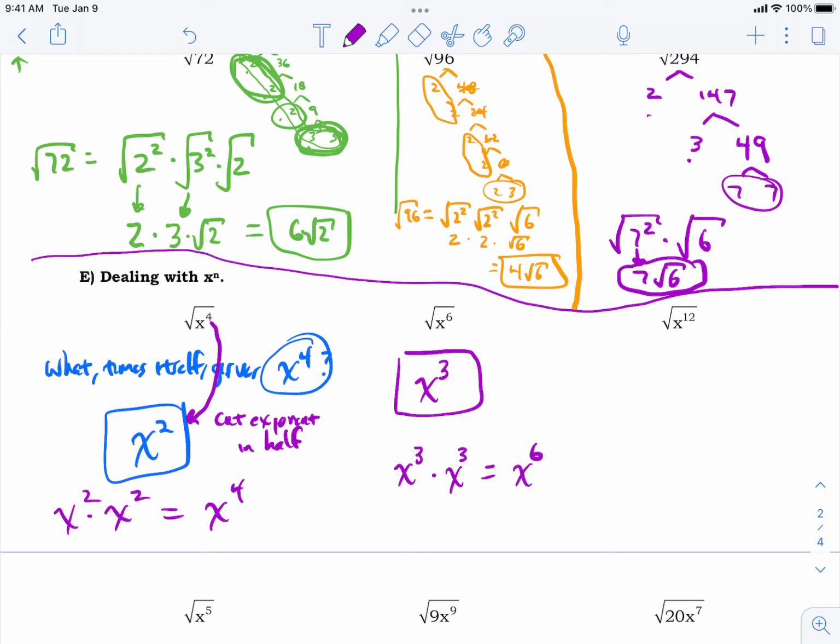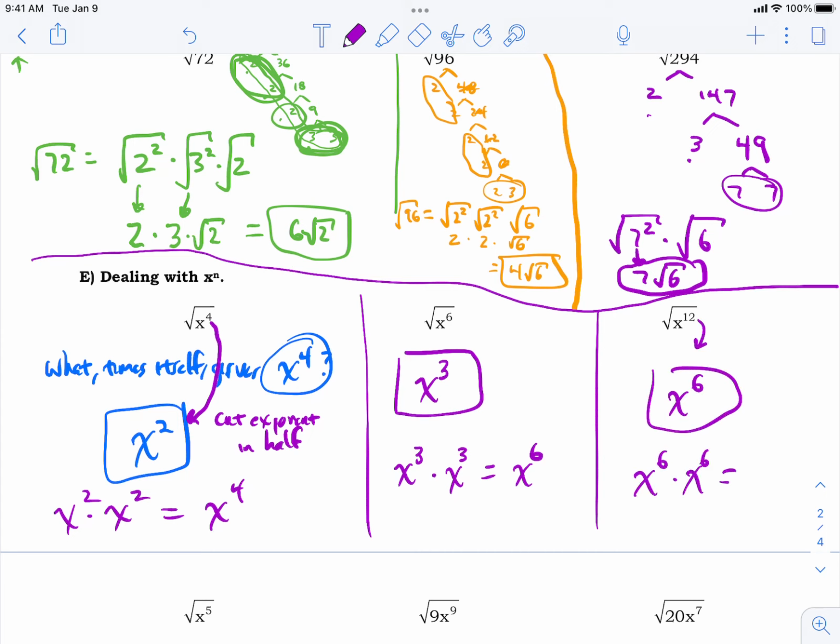Now, what about this last one over here? X to the 12th. Are you telling me that we should just divide the 12 in half? And I'm saying yes, I'm telling you that. Because, again, if you took x to the 6th times itself, you would add those two exponents, 6 plus 6, and you would get 12. Okay.